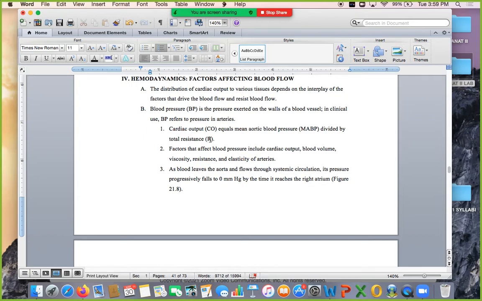And some of these factors that affect blood pressure are going to include things like cardiac output, total blood volume, blood viscosity, so how thick, meaning how much water is in there relative to salts and other items, which is going to affect things like resistance, as well as the elasticity of those arteries.